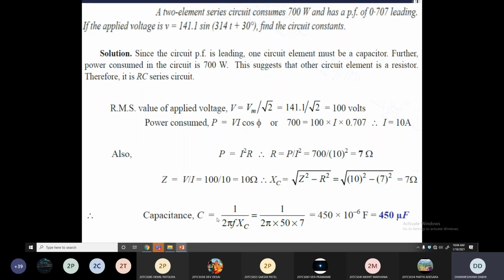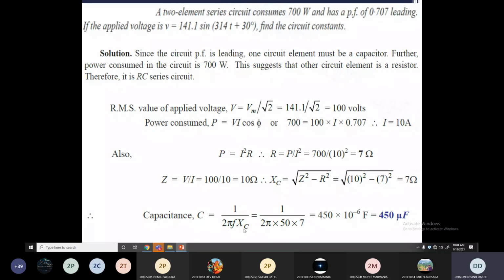Yes, 2 pi f, that is omega. Omega is 314, so you can directly write 314 here. You can write it this way also. You do not need to calculate frequency in that case. But in other cases, if you need to find out the Xc, at that time you require the frequency, so you calculate the frequency from the given equation. In this example, you do not need to find frequency because omega is given.